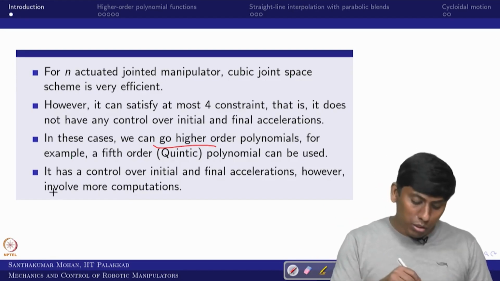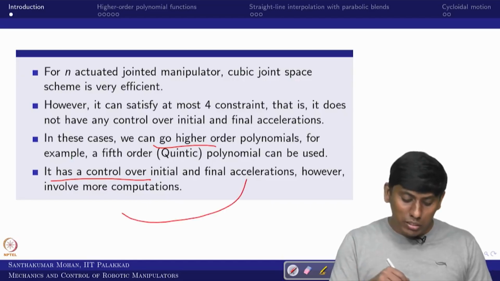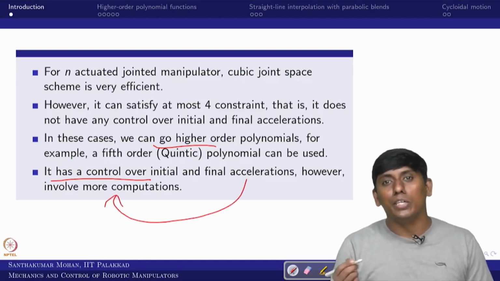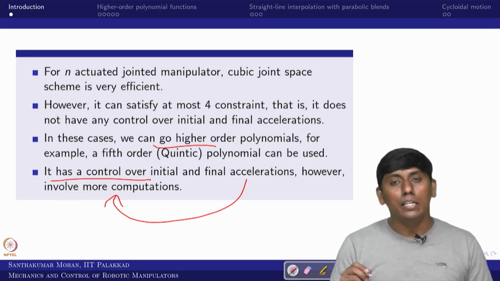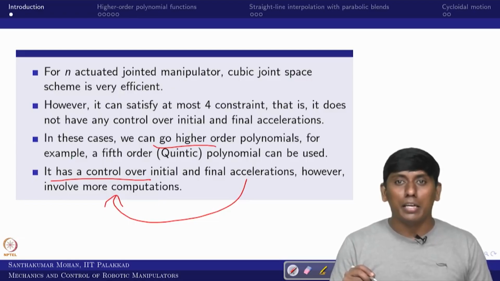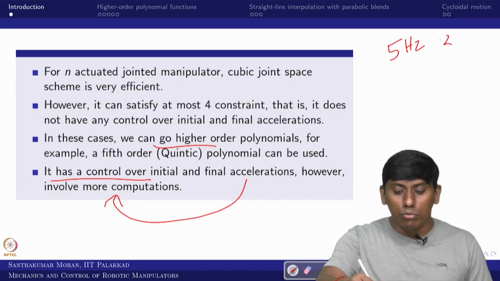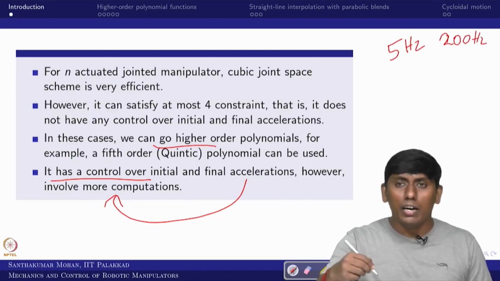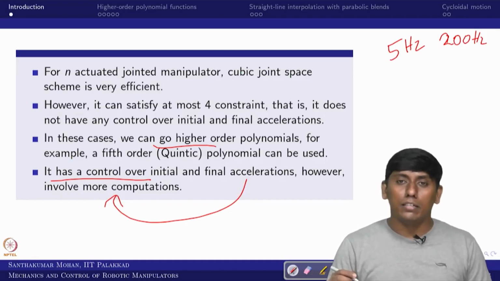Okay. So, in that sense, there is control over initial and final acceleration, but it comes with some additional burden, which is additional computation. But nowadays we need not bother, because modern computers have high capability, so these computations can be done in a fraction of a second, in milliseconds. Usually the robotic system will work at 5 hertz to 200 hertz. The other way around, that comes to around 5 milliseconds or probably 2 milliseconds to probably 10 to 50 milliseconds as the speed.